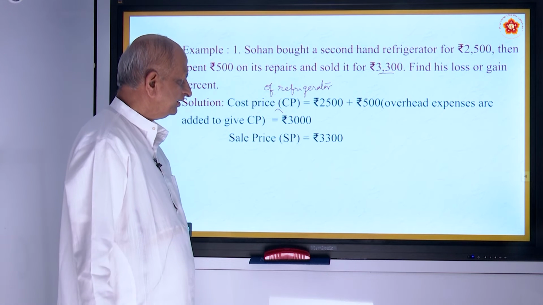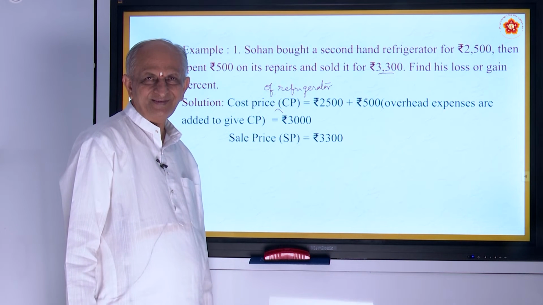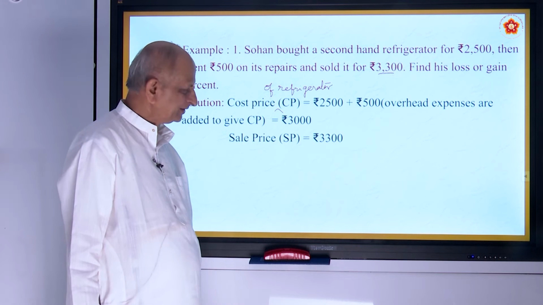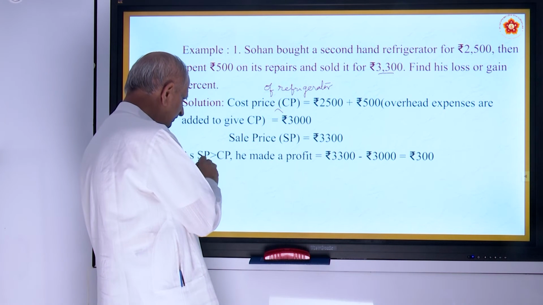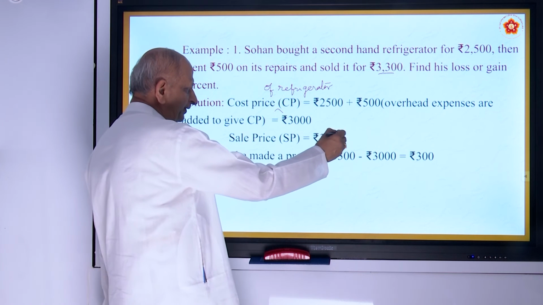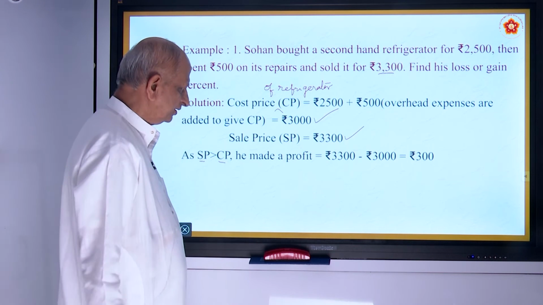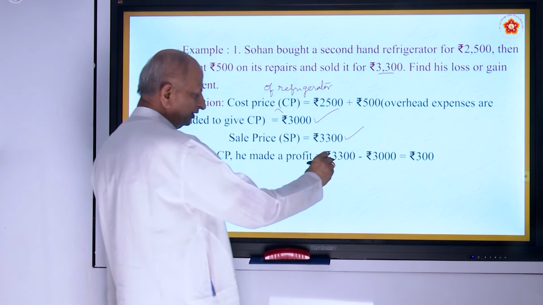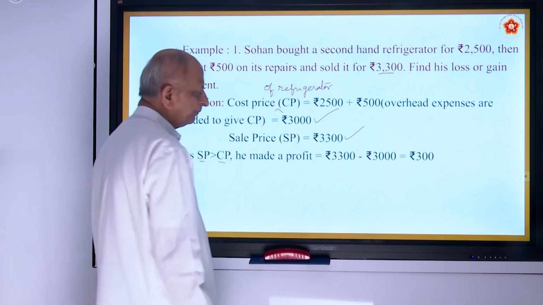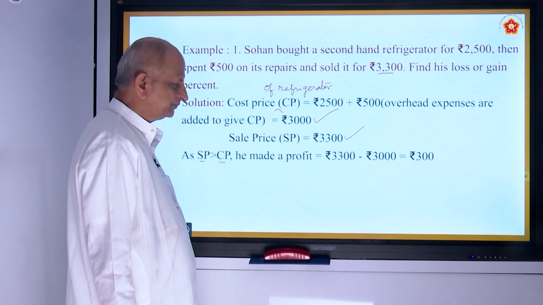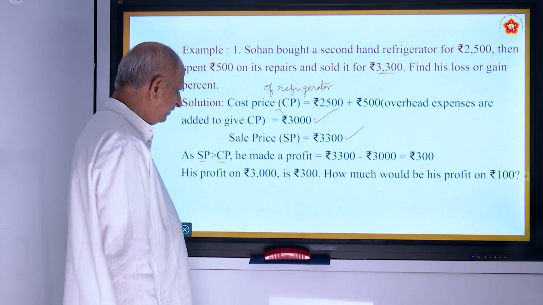So, are they asking is it profit or loss? What do you say? Yes, it is profit. How much profit? Here SP is more than CP. SP is 3300, CP is 3000. So, profit is equal to 3300 minus 3000, that is 300 rupees. Understood? Okay, note down.